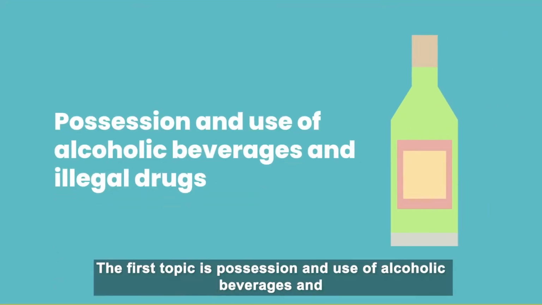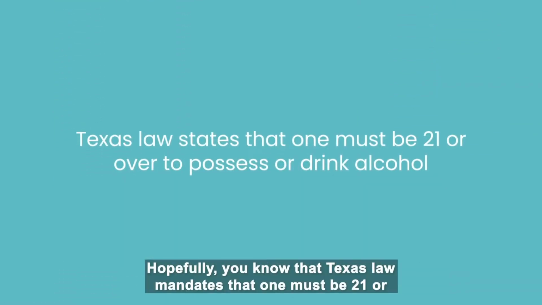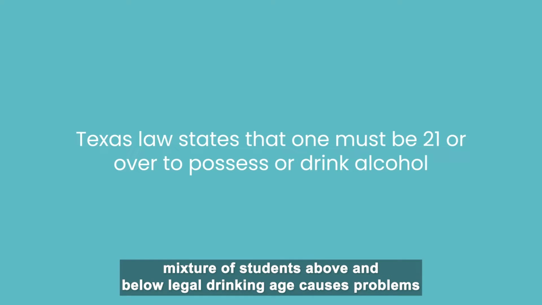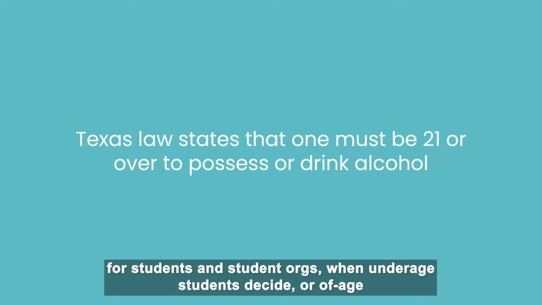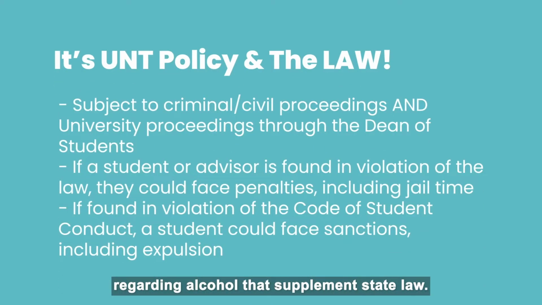Here we go. The first topic is possession and use of alcoholic beverages and illegal drugs. Hopefully you know that Texas law mandates that one must be 21 or over to possess or drink alcohol. Being at the university with a mixture of students above and below legal drinking age causes problems for students and student orgs when underage students decide, or of-age students enable them to drink. As a result, there are university policies regarding alcohol that supplement state law.